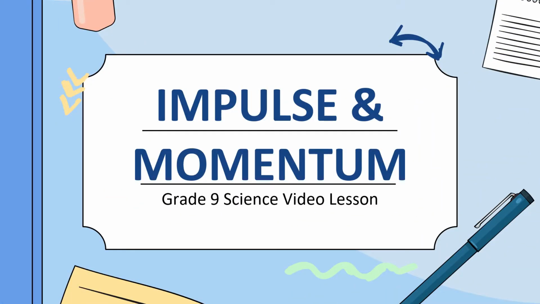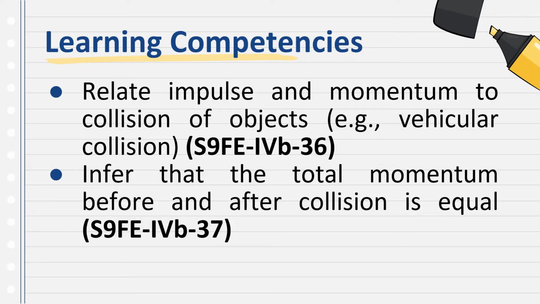In this Grade 9 Science video lesson, we will talk about impulse and momentum. The learning competencies are: relate impulse and momentum to collision of objects, and infer that the total momentum before and after collision is equal.